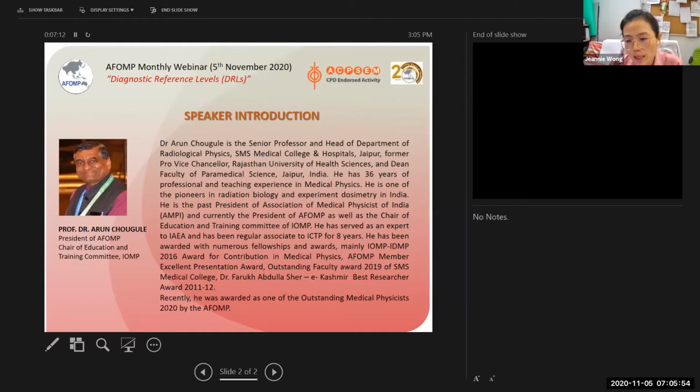He has been awarded numerous fellowships and awards, namely the IOMP 2016 Award for Contribution in Medical Physics, the AFOMP Member Excellent Presentation Award, the Outstanding Faculty Award 2019 of SMS Medical College, and the Dr. Farooq Abdullah Sher-e-Kashmir Best Researcher Award 2011 to 2012. Recently, he was awarded as one of the outstanding medical physicists 2020 by AFOMP. So, Dr. Arun, we would like to listen to your talk on diagnostic reference levels.